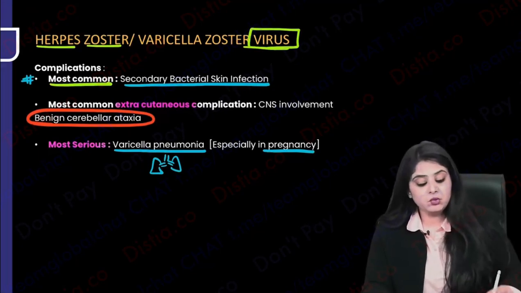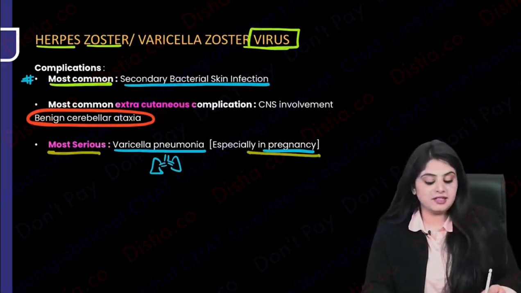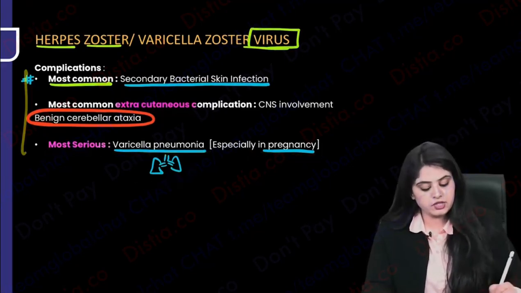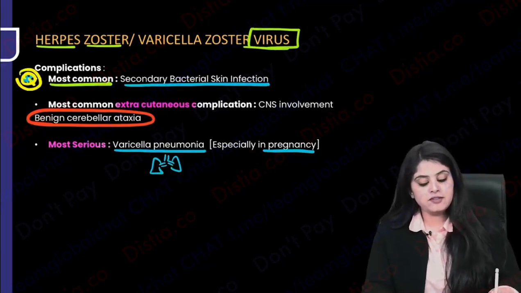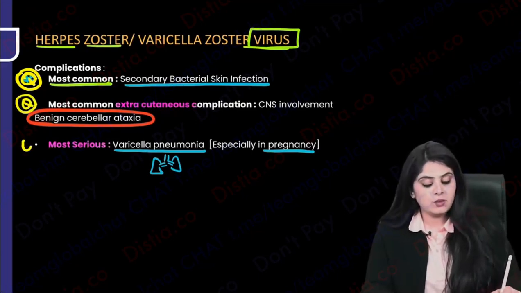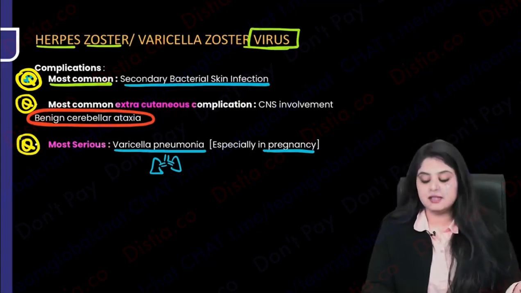So please remember, the most serious is going to be varicella pneumonia in the pregnant mother, and from the mother going on to the child. So 3 questions over here, quickly repeat. Most common infection, skin on skin, that is bacterial infection. Second, outside the skin, it is CNS, cerebellar ataxia. Now we come to the serious one, that is varicella pneumonia.